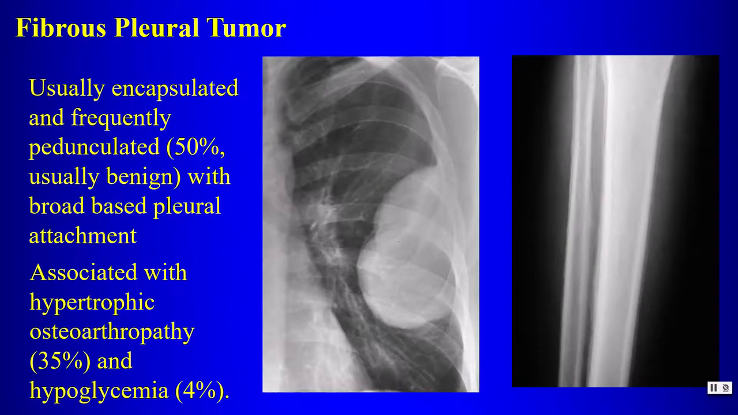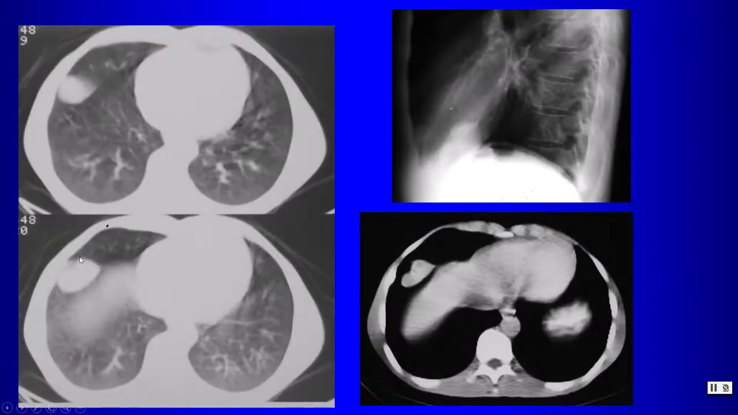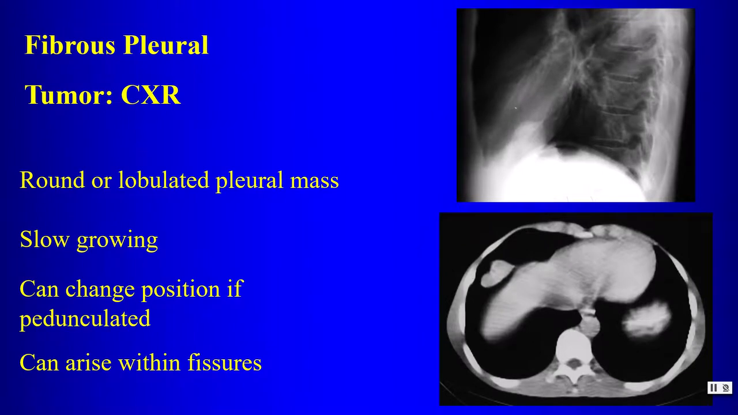These can be pedunculated with broad-based attachments, and these can be associated with hypertrophic osteoarthropathy, seen in about 35% of cases, and can also be associated with hypoglycemia. So these tumors can elicit an insulin-like substance, and that can result in hypoglycemia. These tumors can also arise from the visceral pleura, as in this example here. This one is within the fissure. So this was also a fibrous pleural tumor here arising along the major fissure from the visceral pleura.